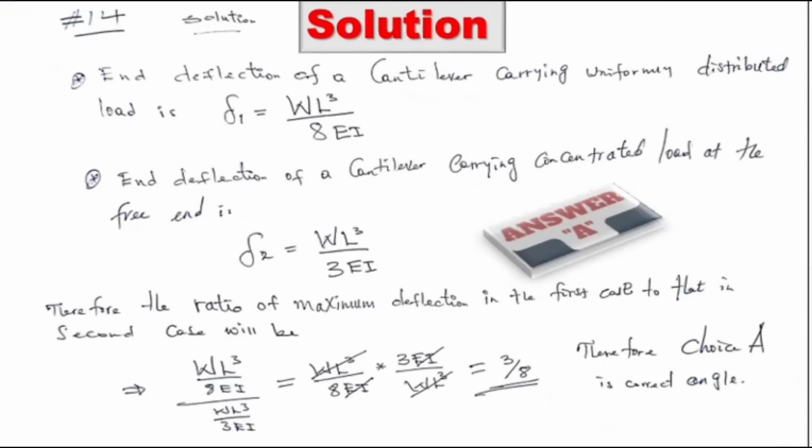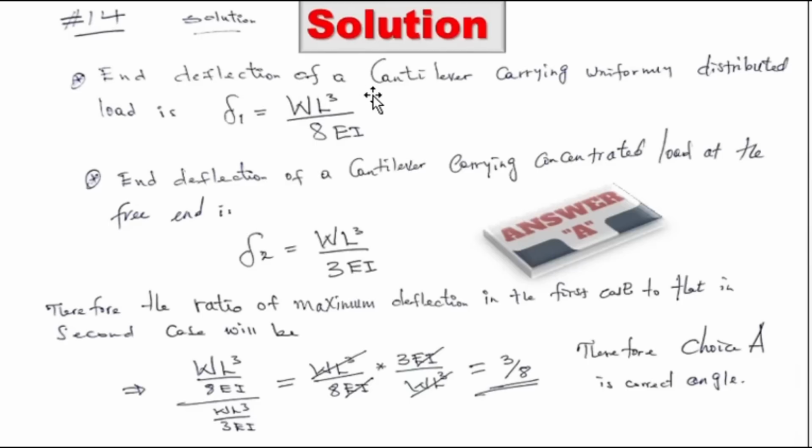Let's see the solution. The end deflection of a cantilever carrying uniformly distributed load is usually given by deflection 1, which is equal to WL³/8EI. W is the load, this uniformly distributed load on the beam.